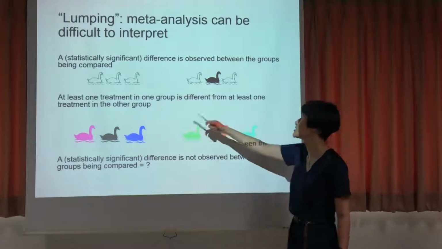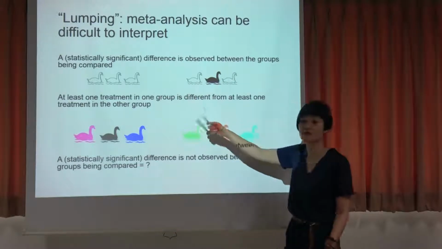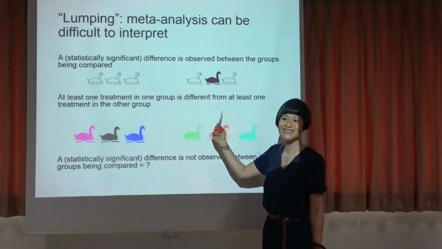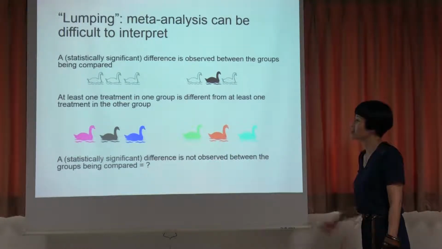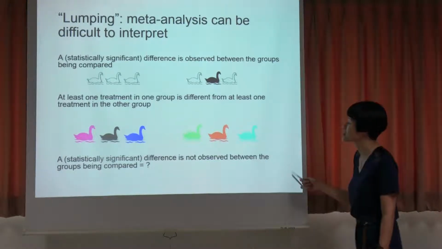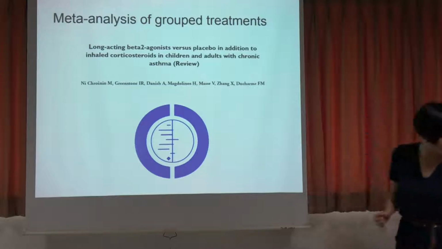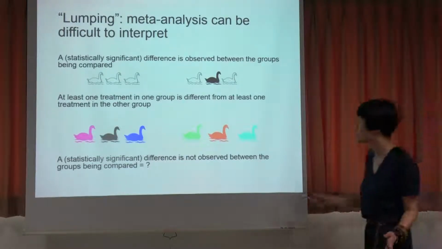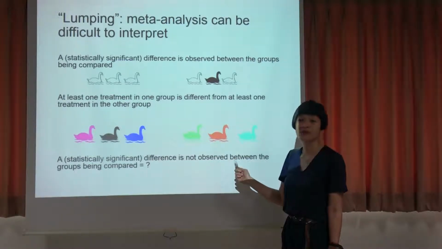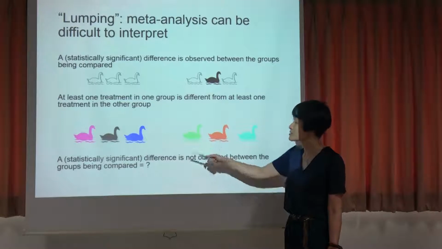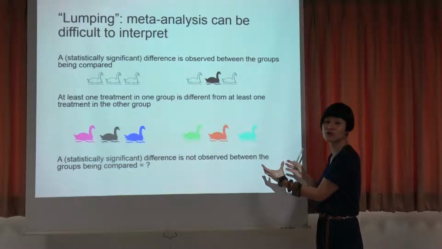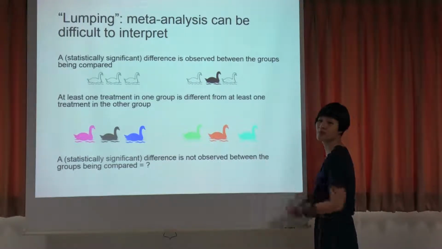So it still doesn't tell you about the individual differences between the individual drugs. And you don't really know which one is different from which one. Now, if you don't find a statistically significant difference between the groups, then again, it may mean that they are all different from each other, but it may mean that there are statistically significant differences that are masked by this lumping together. So the effect has been diluted because you've lumped it together.